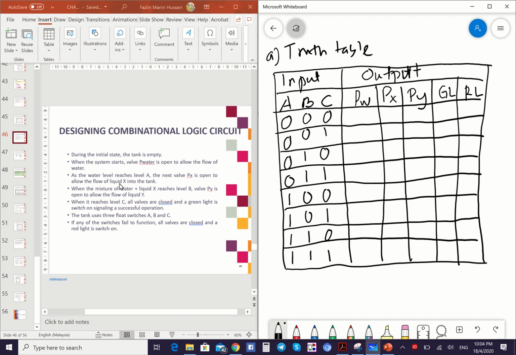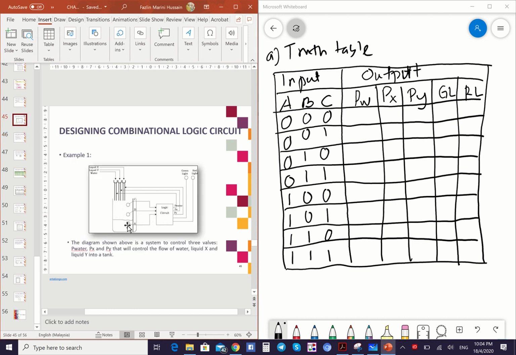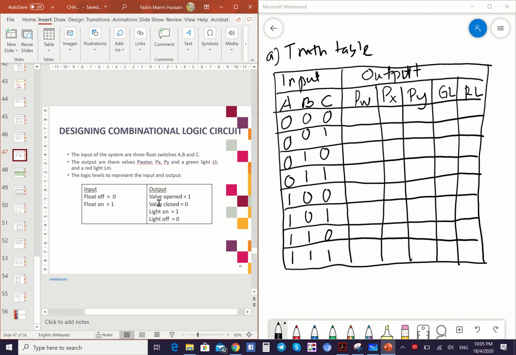The operation of the system is based on this description. Look at the first statement here: during the initial state, the tank is empty. When the system starts, the P water is open to allow the flow of water. This means you need to find which combination of your input represents the statement here. You need to find what is meant by A0, B0, C0, because the system has 3 floats that control the flow of the water, X and also Y. Each value represents the position of the float. Here we have the logic level to represent the input and also the output.